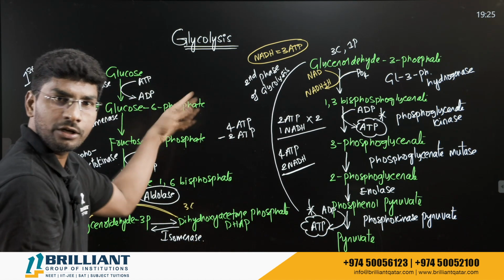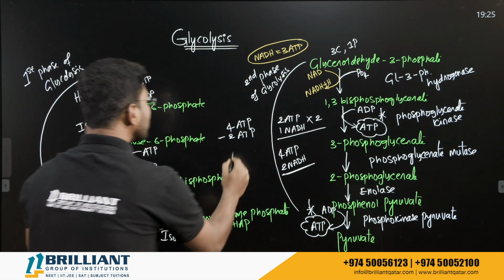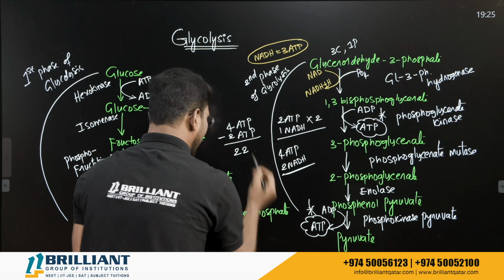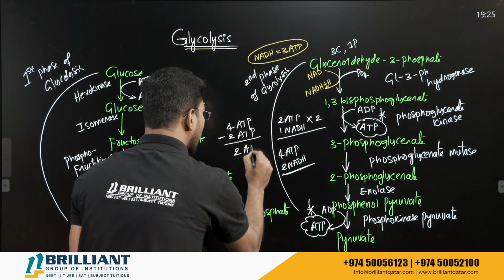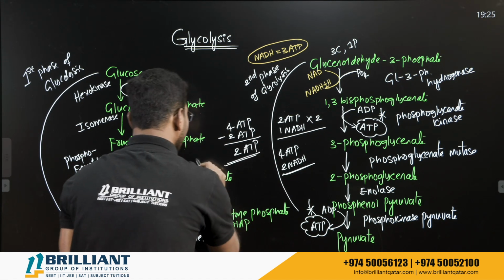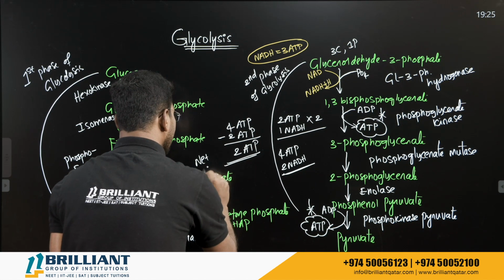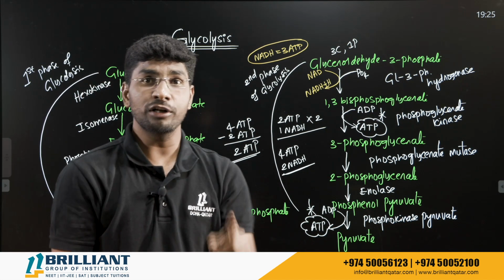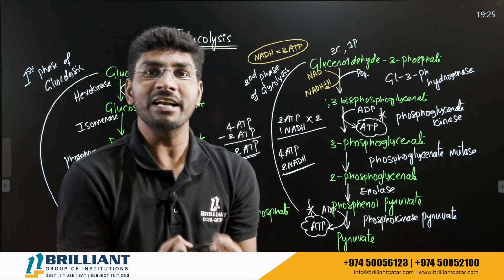We already invested here, so I am giving back. So how much of a net gain of ATP? 2 ATP. 2 ATPs are the net gain. So here I am writing net gain in glycolysis. In glycolysis, 2 ATP net gain, remember.